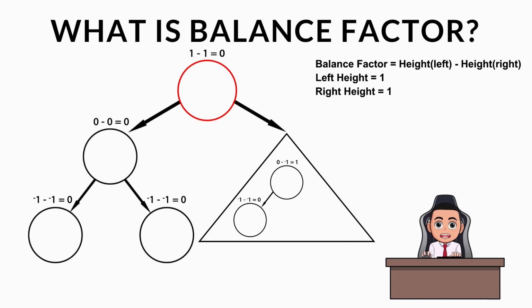So since the balance factor of all nodes within this tree is within the acceptable values within the set, so either -1, 0, or 1, that means that this is a balanced tree.